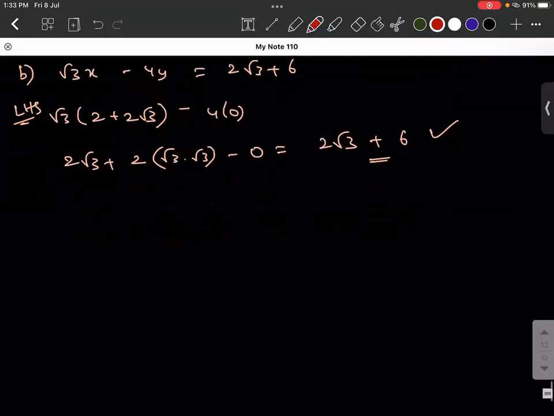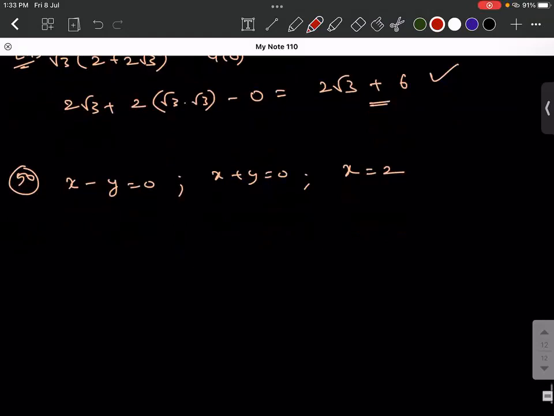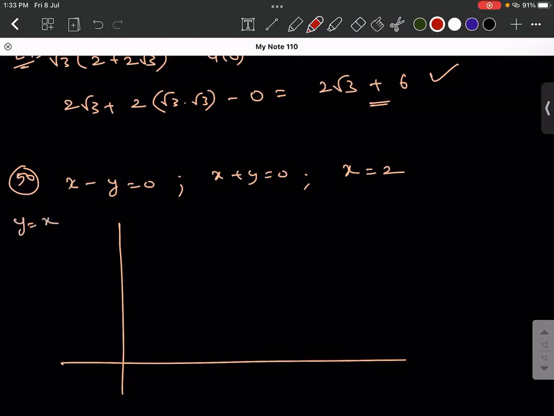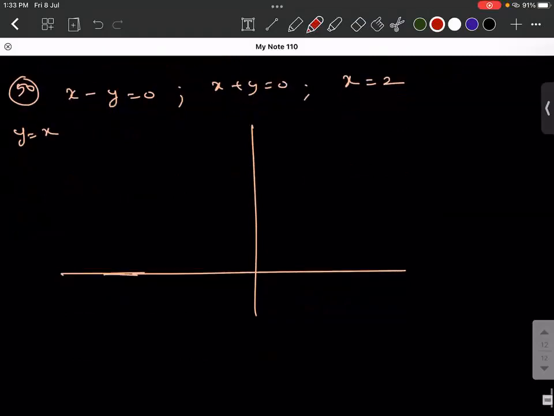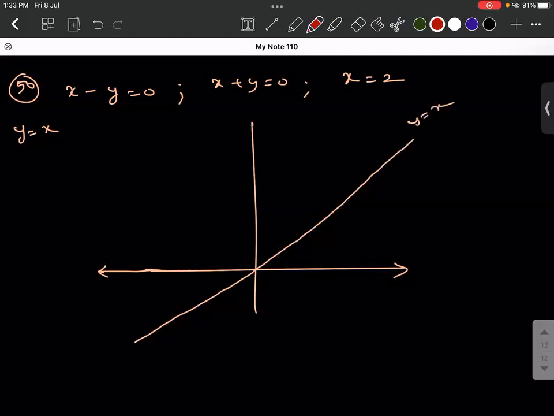50th. Find the area enclosed by the lines x minus y is equal to 0, x plus y is equal to 0, and x is equal to 2. So x minus y is equal to 0. See, first of all, y is equal to x. How is that line? It doesn't have a constant. So it passes through the origin. So this is the line y is equal to x.